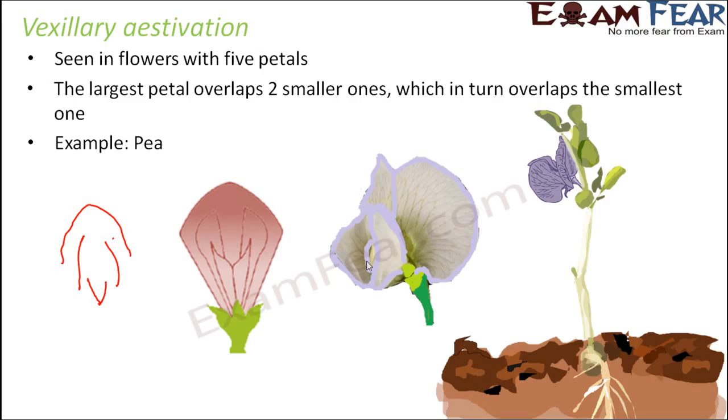So this was all about aestivation. So now you understand, when we talk about the structure of flower, it is not only the different parts of the flower, it is also about how the sepals are organized, how the petals are organized. So all these things also play important roles.